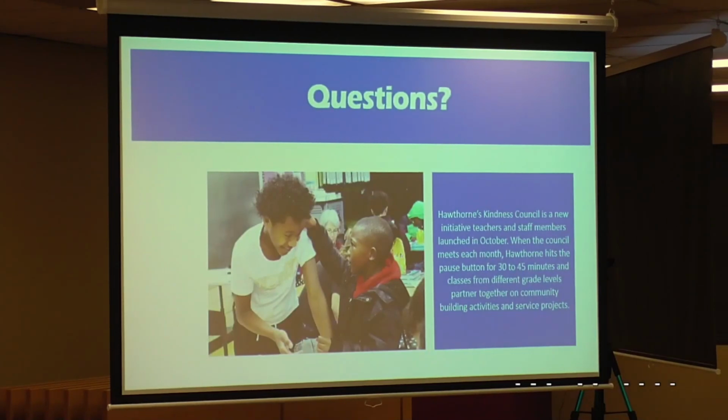My last picture here, I love this. This is Hawthorne's Kindness Council, which is a new initiative teachers and staff members launched in October. And when the council meets each month, Hawthorne hits the pause button for 30 to 45 minutes, and classes from different grade levels partner together on community building activities and service projects. Isn't that cute? There. All right, that's what I have.